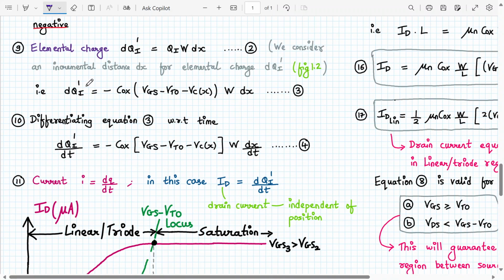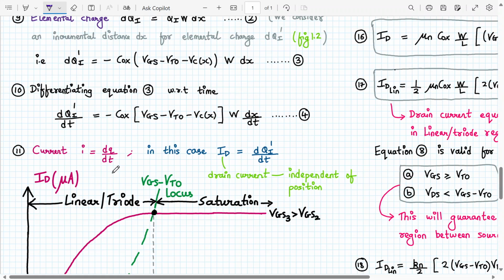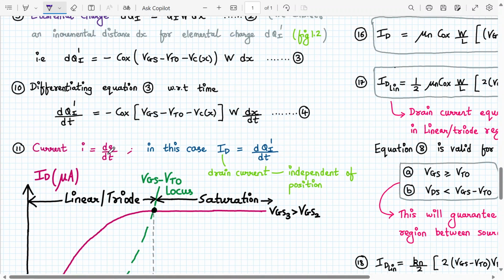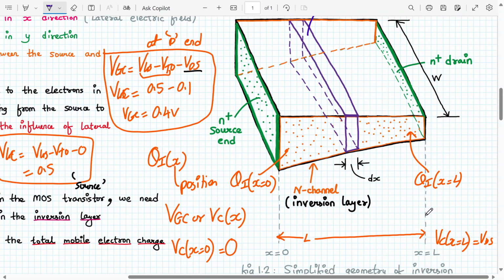So if I differentiate this dqi dash charge with respect to dt, what will I get? Minus Cox (Vgs minus Vto minus Vc of x) W dx by dt. So the only variable is dx by dt. Now what is current given by? dq by dt. Yes or no? So this dqi by dt is my current only. In this case, id, the drain current, is dqi by dt, which is independent of the position. Are you understanding? Rate of change of flow of charge is my current. So if I integrate this dqi dash with respect to time, and I revolve this strip from x equal to 0 to x equal to L, I'll get the current expression. Agree?